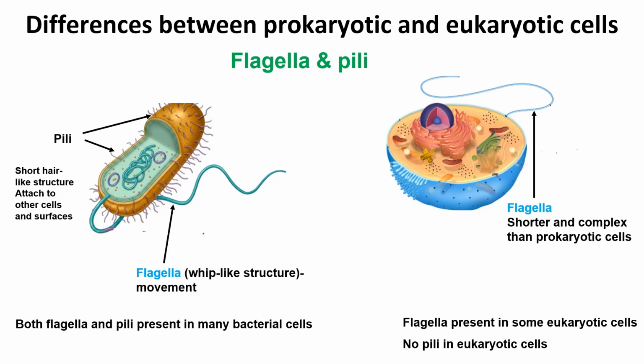In many prokaryotic cells, they have flagella, that is a whip-like structure, helpful for the movement of the cell, and also they have pili, those are short hair-like structures which are also helpful for attachment to other cells and surfaces. So both flagella and pili are present in many bacterial cells, but flagella are present in some eukaryotic cells. Those are shorter and more complex than in prokaryotic cells, but there are no pili in eukaryotic cells.